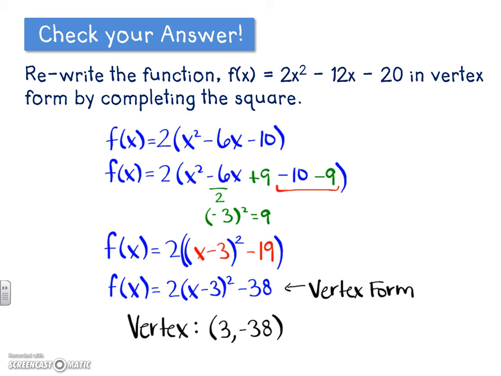Then when we factor the perfect square trinomial, we get x minus 3 squared, and when we combine the negative 10 and the negative 9, we get negative 19. Then we redistribute the 2 to each of the terms, and it becomes 2 times x minus 3 squared minus 38. That's in vertex form, and the vertex is 3, negative 38. How did you do?